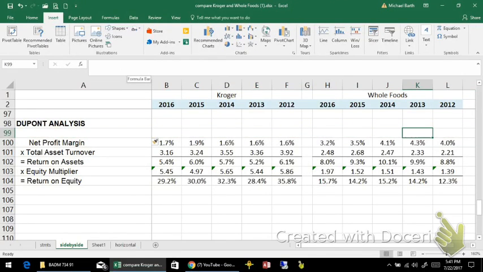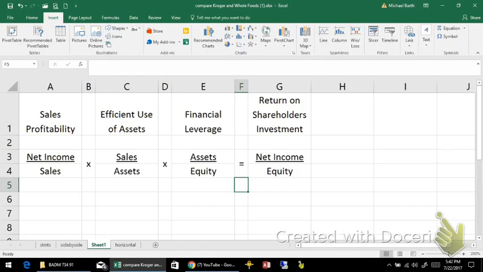In this video, we'll compare DuPont analysis, the DuPont ratios breakdown between Kroger and Whole Foods. Now, from notes, the text, or Googling the term, you should know that the DuPont analysis is a way of breaking down return on shareholder investment, which is net income per dollar of equity. That's how much money the firm made, or how much accounting income the firm made per dollar of equity supplied by the shareholders. And you can break that down into three main components: sales profitability, asset efficiency, and financial leverage.